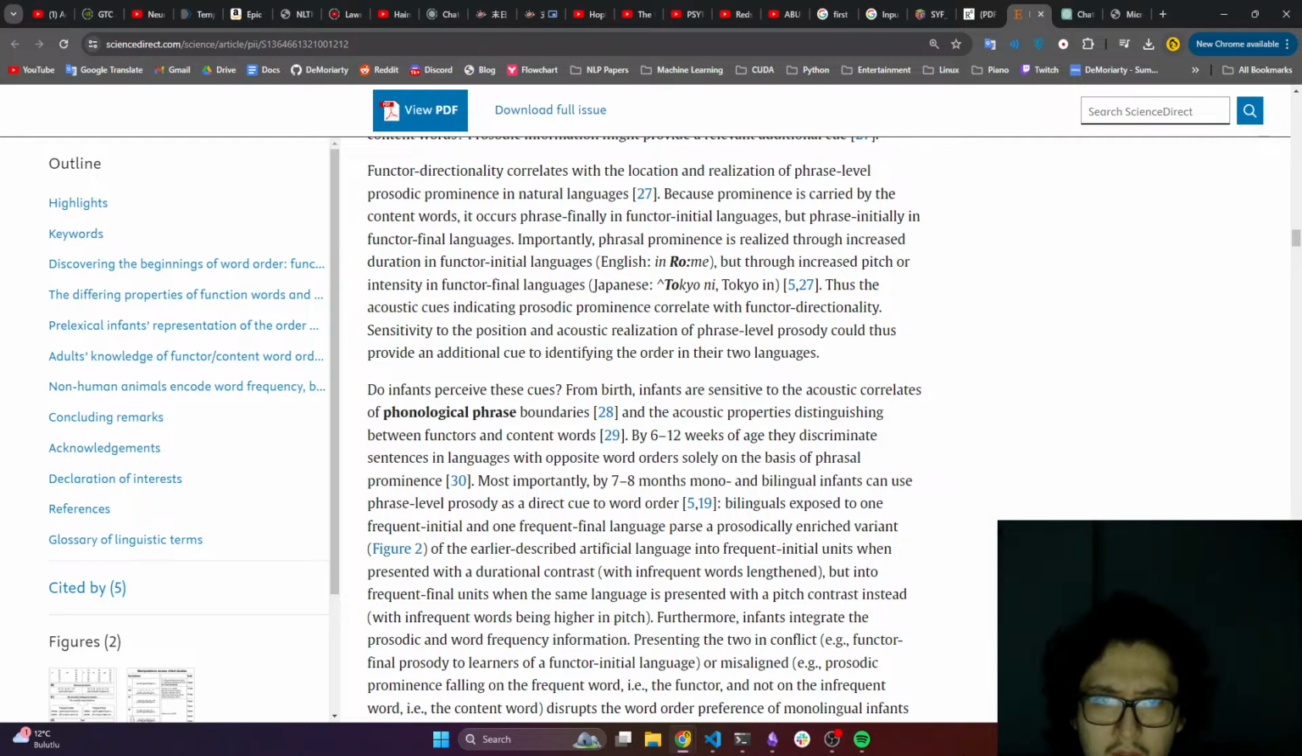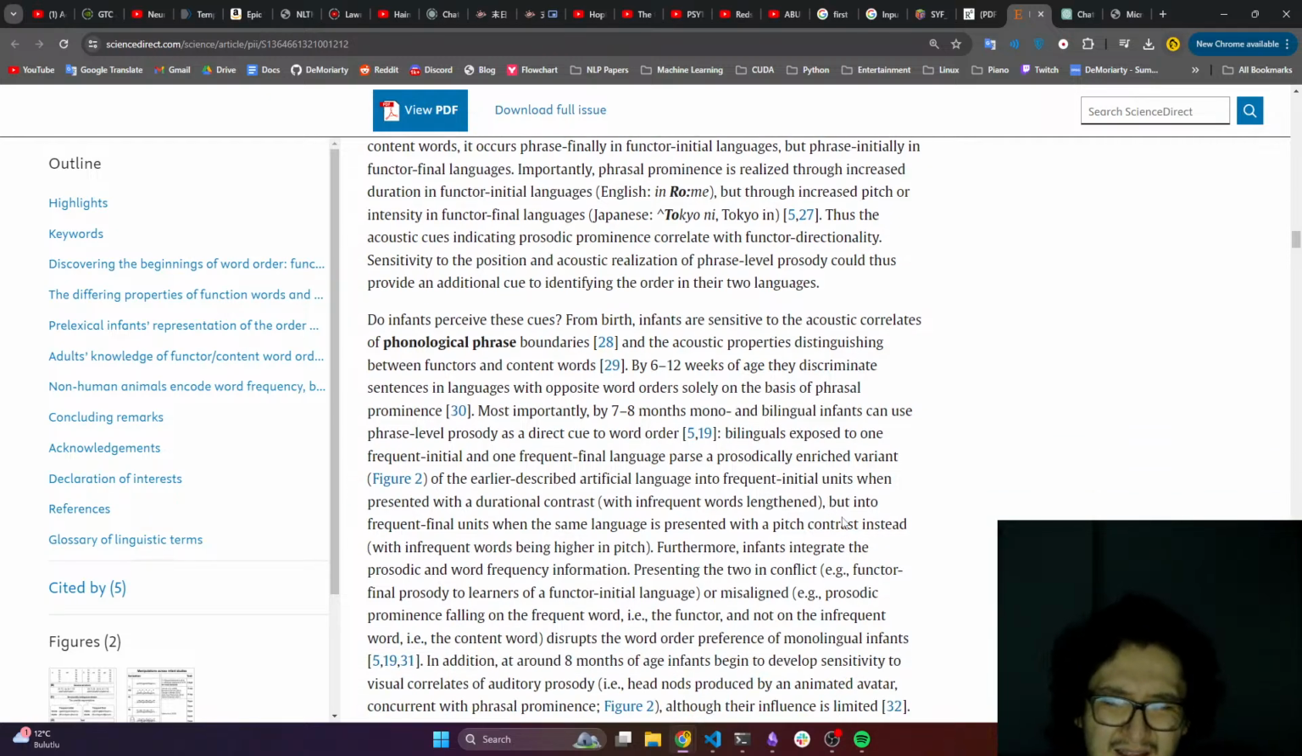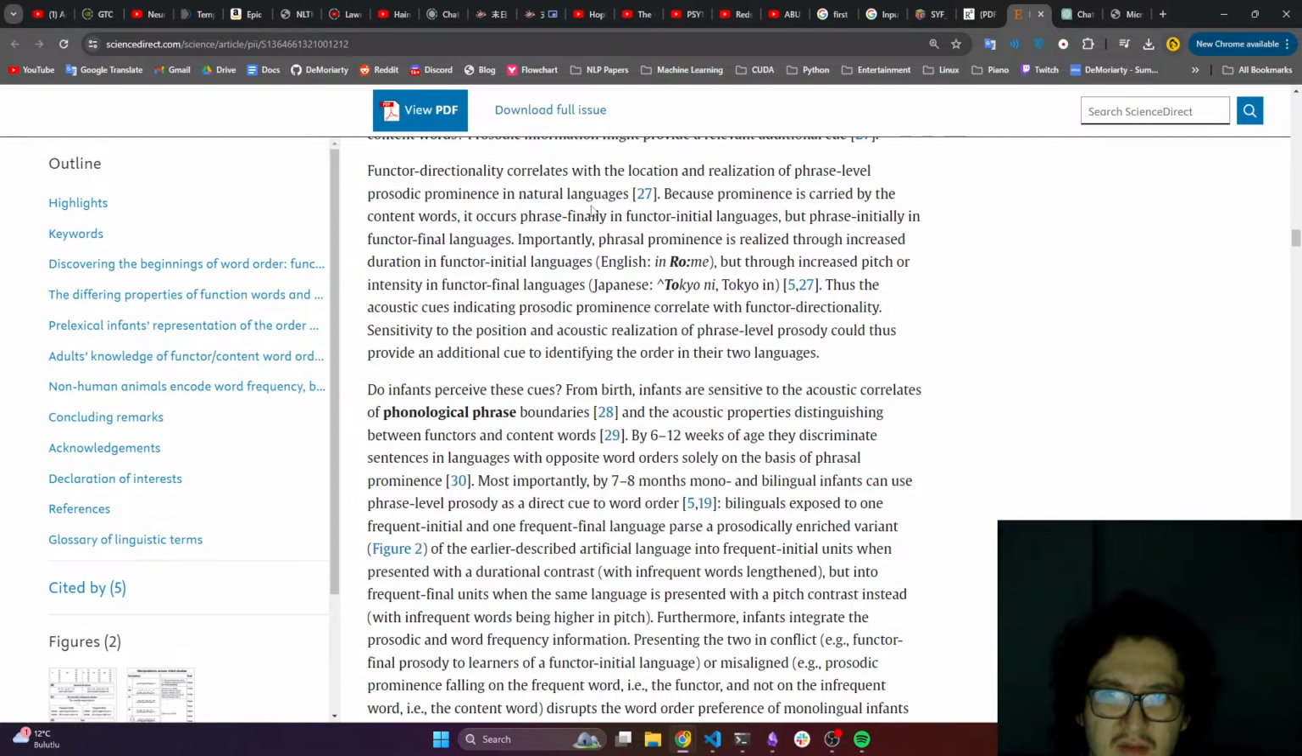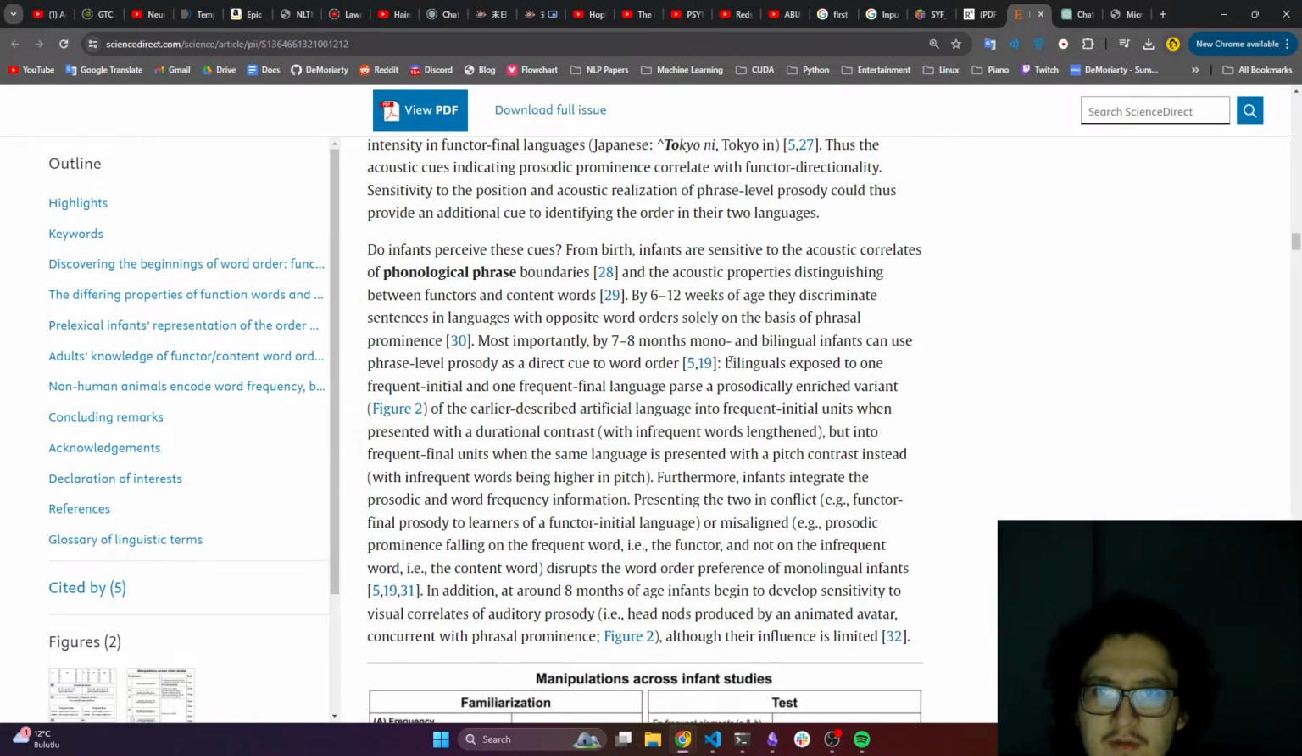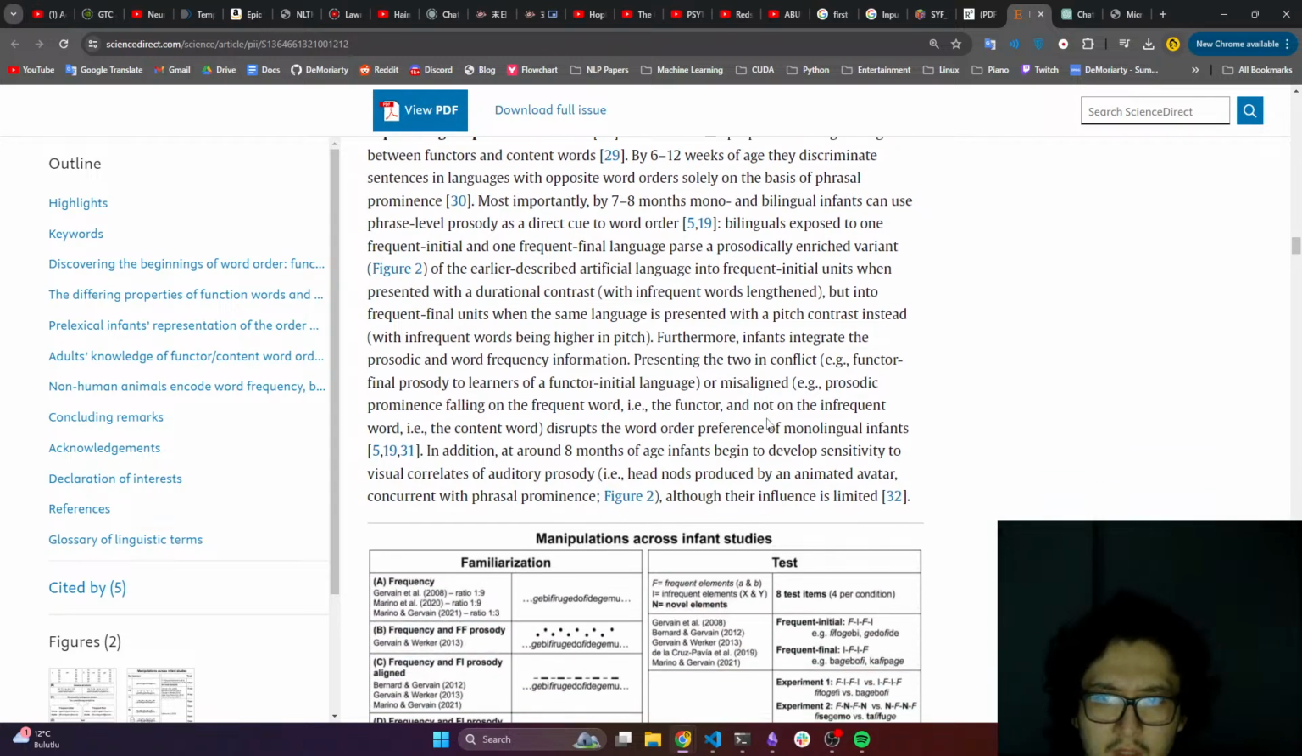Thus, this is a bit of a stretch. This one is a bit of a stretch. The infants perceive these cues from birth. Infants are sensitive to acoustic correlates, phonological.